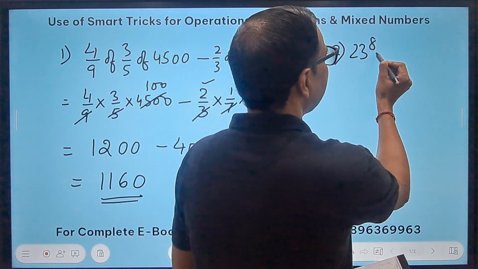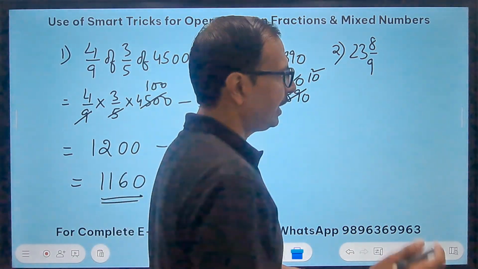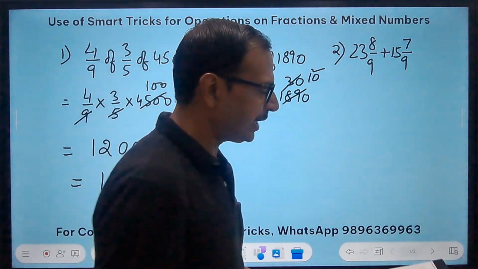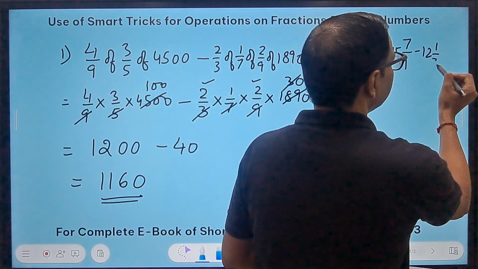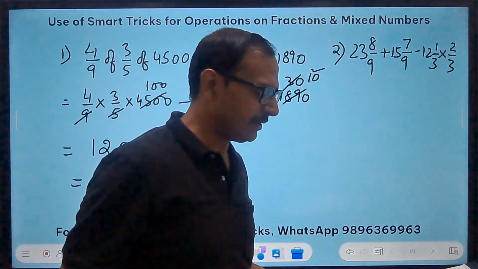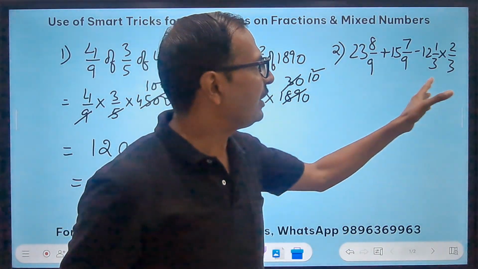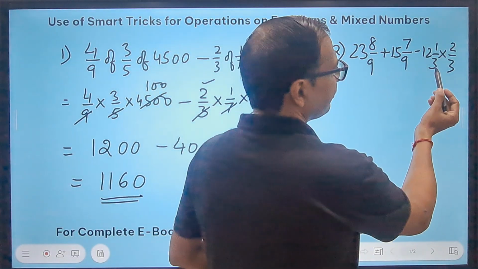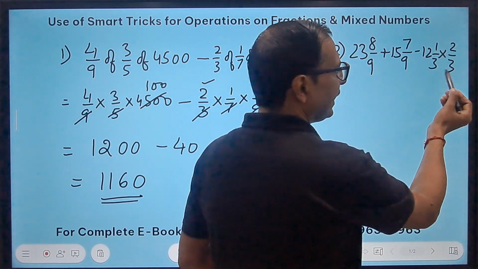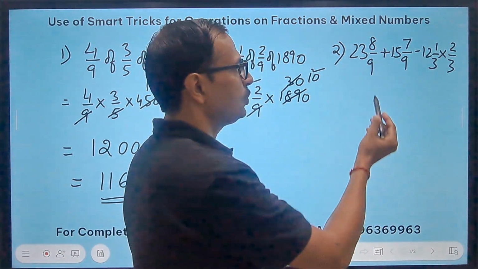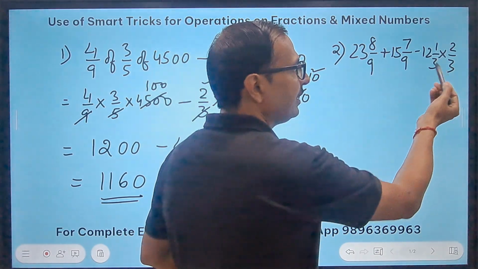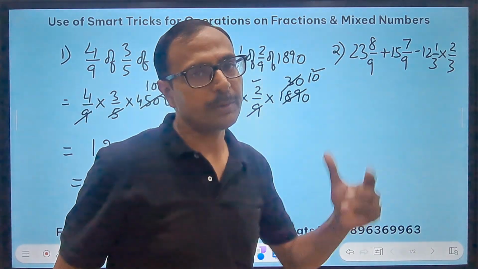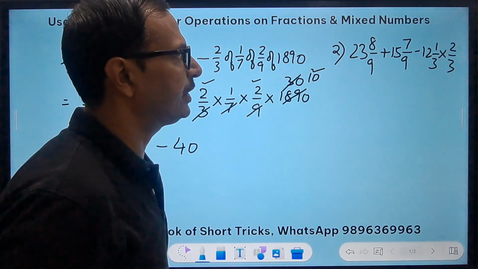We have 23 8 upon 9. This is a big mixed number, followed by 15 7 upon 9. So they are added together, and we are subtracting 12 1/3 times 2/3 from this, and we need to evaluate this. That means to find the value of this expression. Now if you have to solve this, you can see that when you multiply these two, the denominator will contain a 9, and that's what I need actually, because you have a 9 here, a 9 here, so a 9 here. That shows that it is a question which requires smartness and not big calculations. So how do we do it?